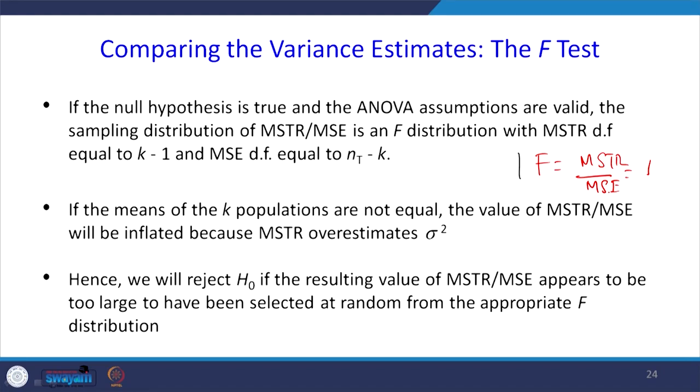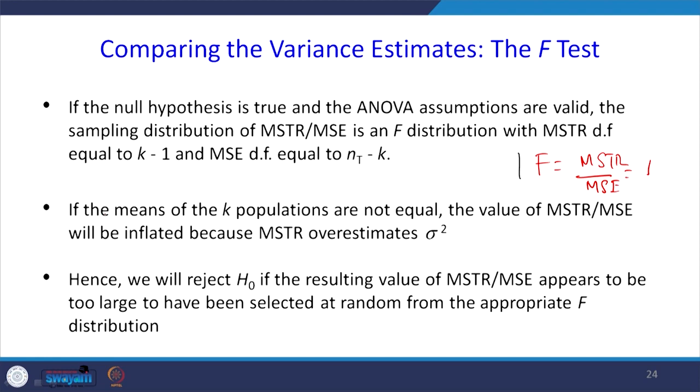If it is greater than 1, the variance due to treatment is more when compared to within the error. When it becomes less than 1, if the MSE, that is error due to individual difference, is more when compared to treatment, then it will become less than 1.